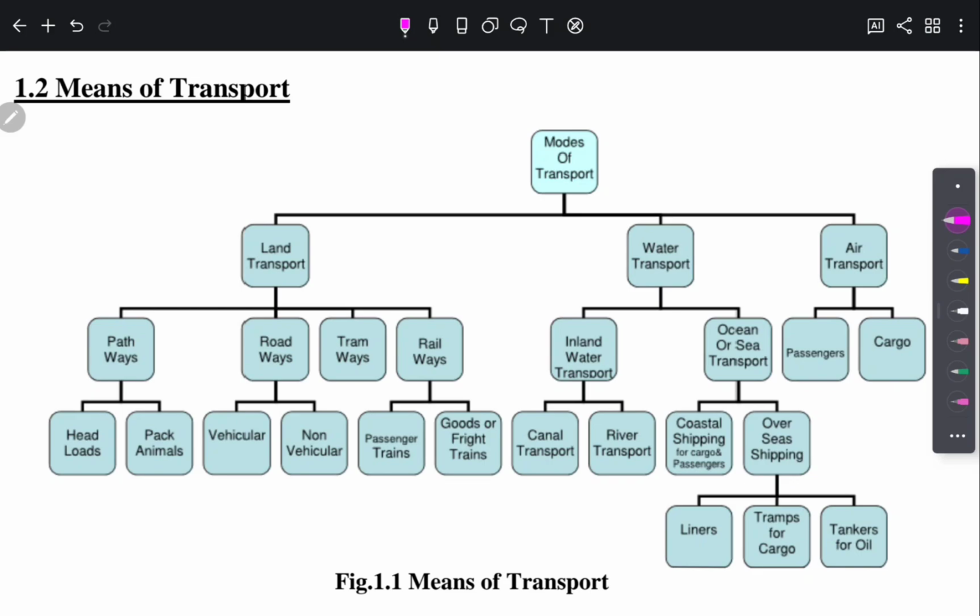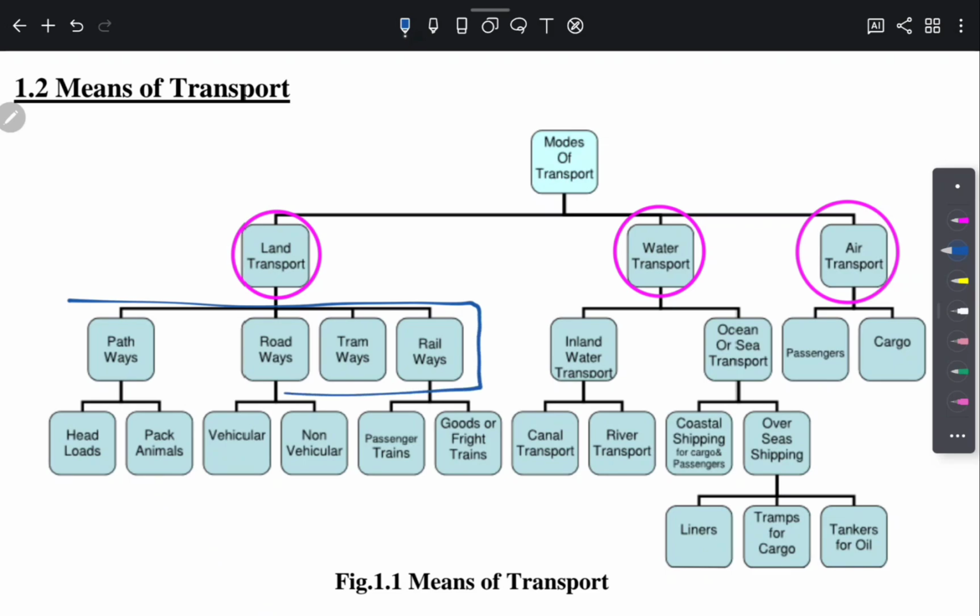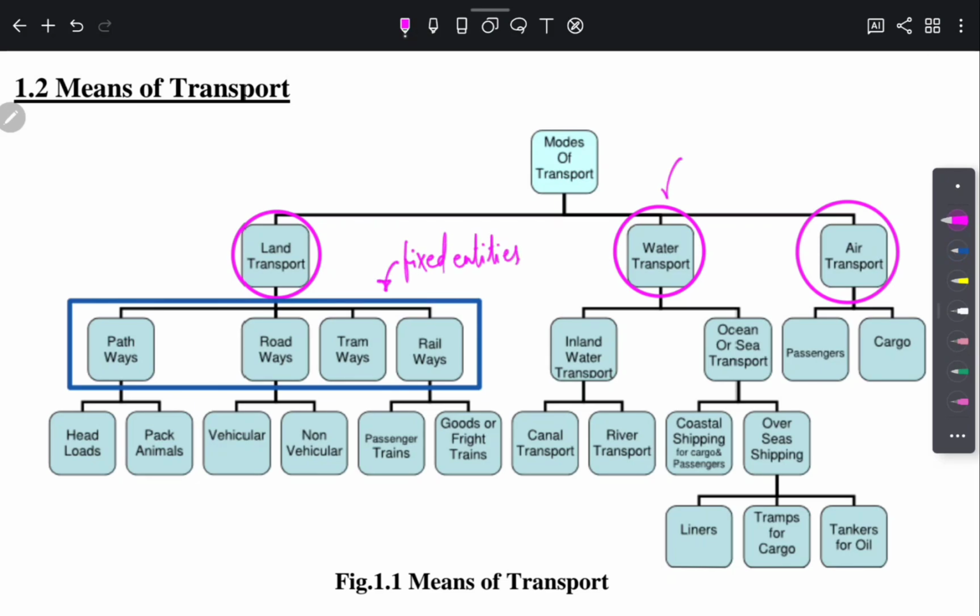Now let's see some common modes of transport. It is mainly of three types. First is land transport, second is water transport and third is air transport. And these are some common mediums through which you can travel on land, which includes road, tram, railways. In this case, these are the fixed entities, whereas in water transport, seaports are fixed entities, and for air transport, airports and runways are the fixed infrastructure.